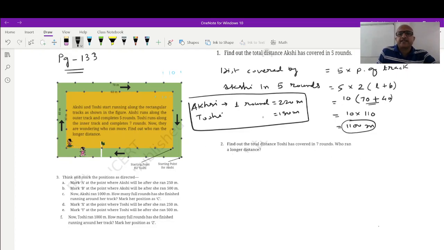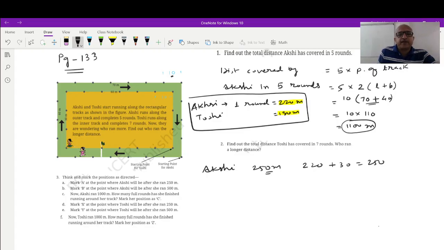See here, as I said, when Akshi takes one round, she covers 220 meters, and for Toshi, after completion of one round, 180 meters, right? So for Akshi, how much distance is covered? 250. So one round means 220. How much are we supposed to add to get 250? 30. So 250, right? Now as I told you, the distance between two dots is 10 meters.